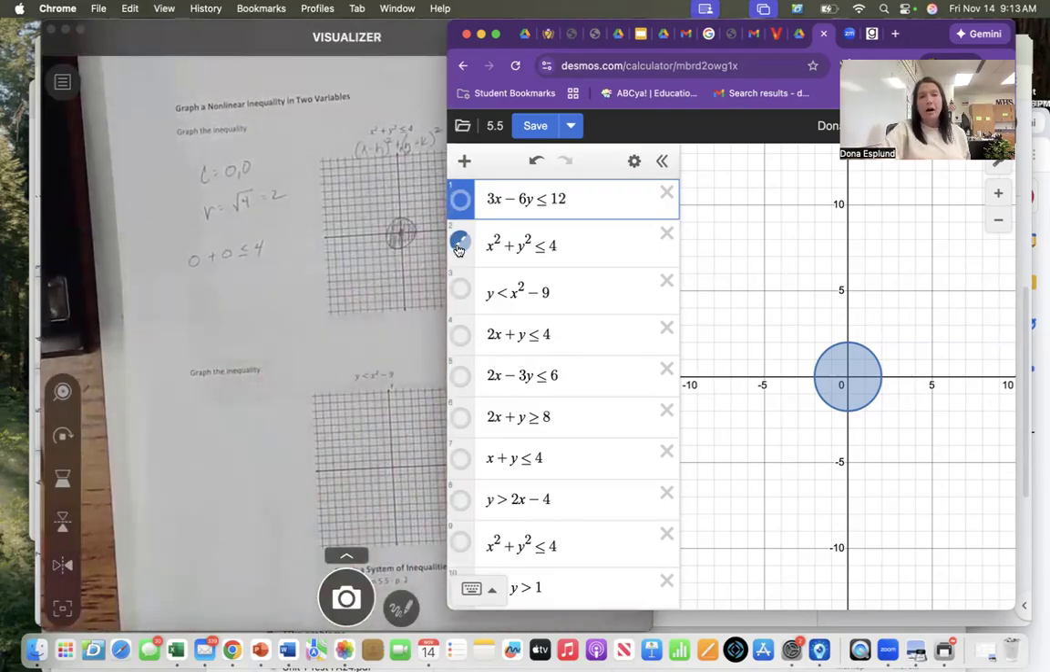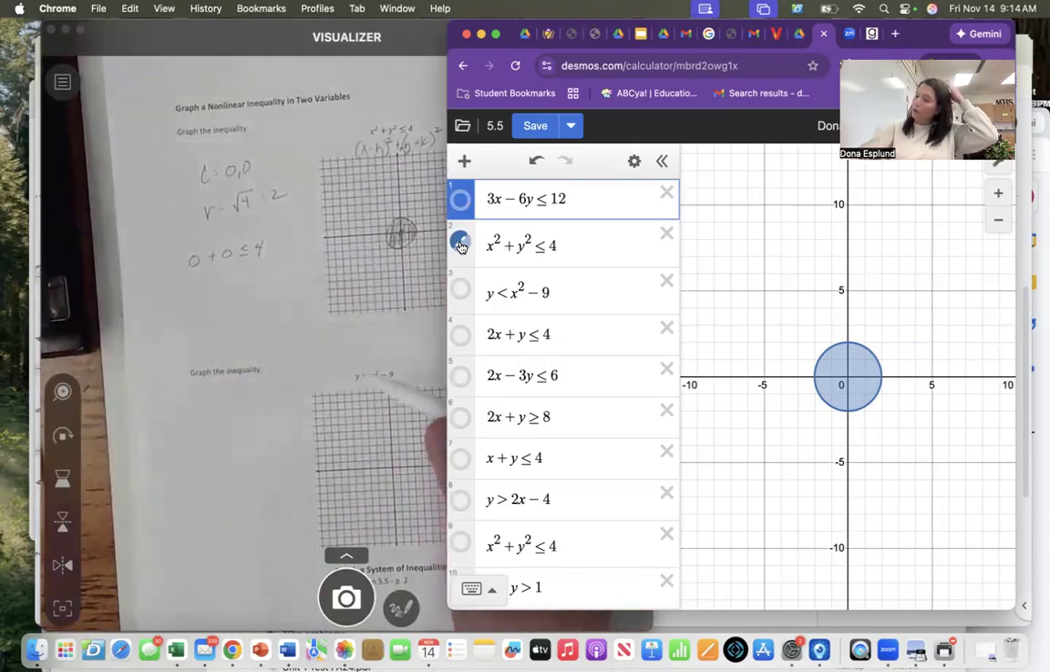Okay, and then again, obviously you can jump into Desmos and graph. I will give you some easy ones that you should be able to graph on your own, but I do expect you guys to be able to graph the circles and the parabolas and the lines.